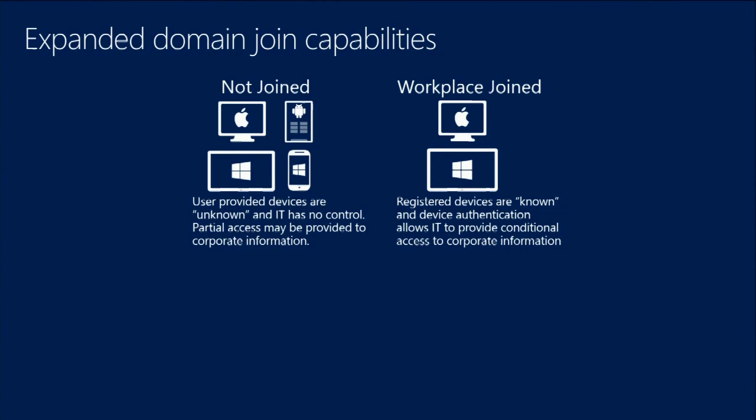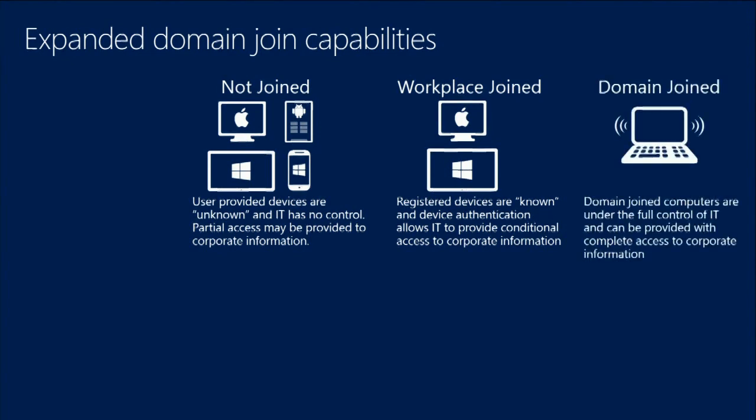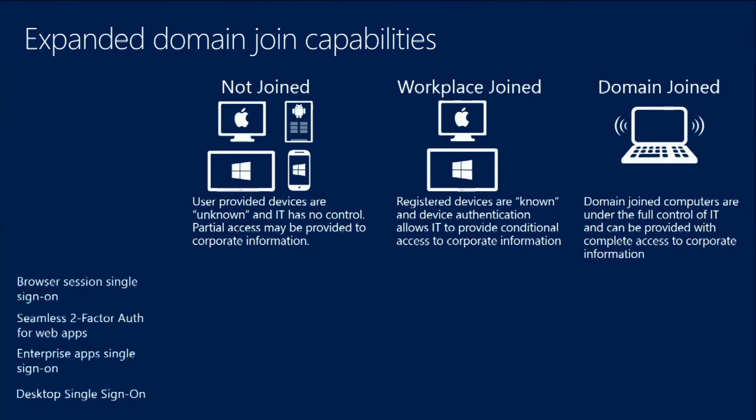Our new scenario is workplace join, where we register a device that is then known, and device authentication via a certificate allows IT to provide conditional access to any confidential corporate information they happen to have in their environment. And then the last one, the one that still a lot of companies use, and obviously this is the primary scenario, is a full domain join machine. Full domain join machines are under the full control of IT, and can provide complete access to all corporate information. So let's take a look at these different scenarios.